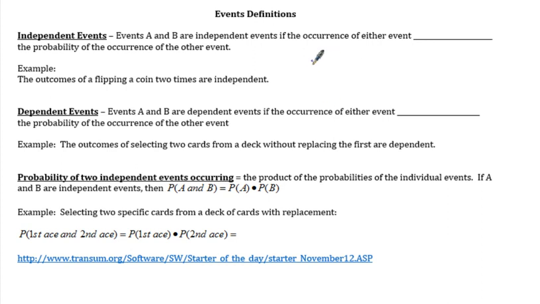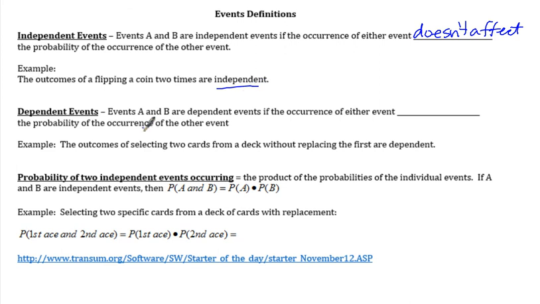Independent events. Independent events basically means that if A and B are independent, then the outcome of one of the events doesn't affect the occurrence of the other event. So for example, the outcome of flipping a coin 2 times. If you flip the coin once, let's say you get heads or tails, that has no impact on what you'll get the second time. Absolutely no impact. If you flip heads, that doesn't mean that you can't flip heads again, right? So that means the two events are independent.